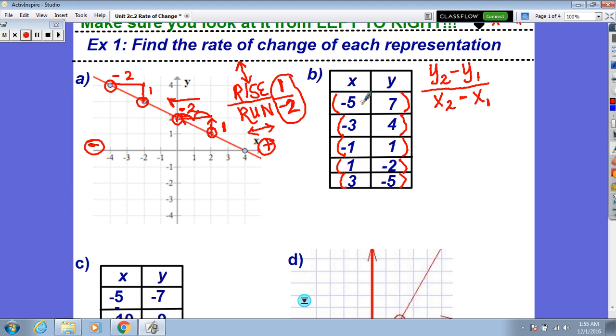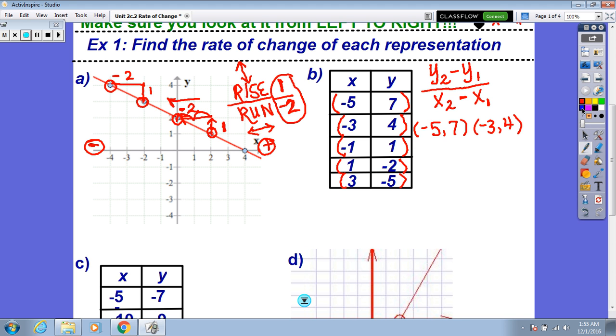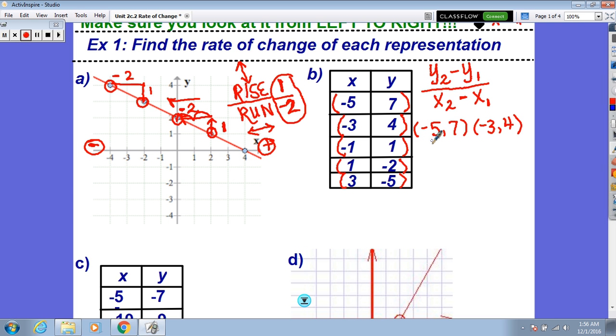So I'm going to choose the first 2 points to make it nice and easy. So -5 and 7, because those two are paired together, and -3 and 4. Now I just need to label my point. So each point has an x as the first value and a y as the second value. So I'll label these. Since this is my first point, they're going to get little 1s. And since this is my second point, these get little 2s.